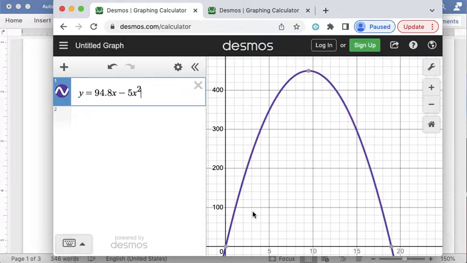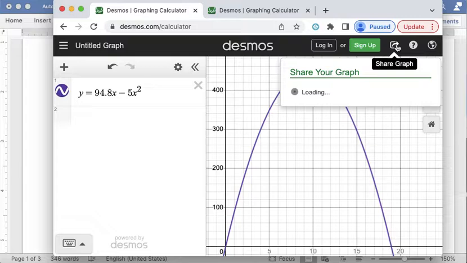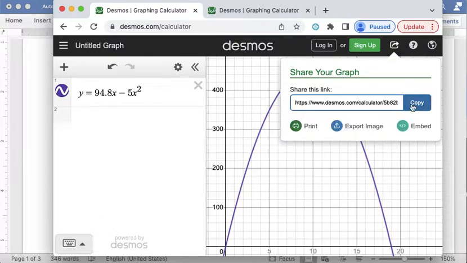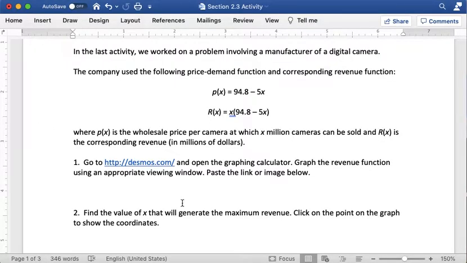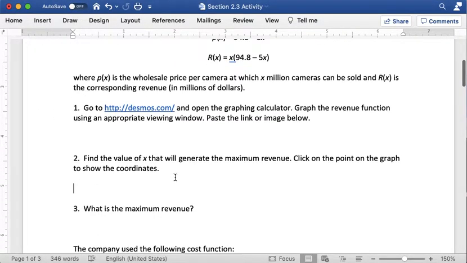So this is my graph of my revenue function, and I can click on the share graph button to put the link or the image into my notes for question 1. And for question 2, it says to find the value of x that will generate the maximum revenue. Click on the point on the graph to show the coordinates.